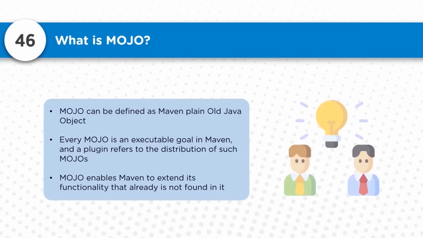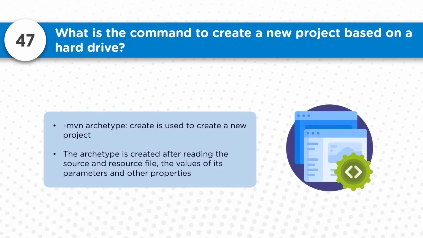So what exactly is a Mojo? Mojo is nothing but Maven Plain Old Java Object. It is an executable goal in Maven, and a plugin refers to the distribution of such Mojos. Mojos enable Maven to extend functionality that is not already found in it. So it's kind of an extension, and using this we can get some additional benefits and executions.